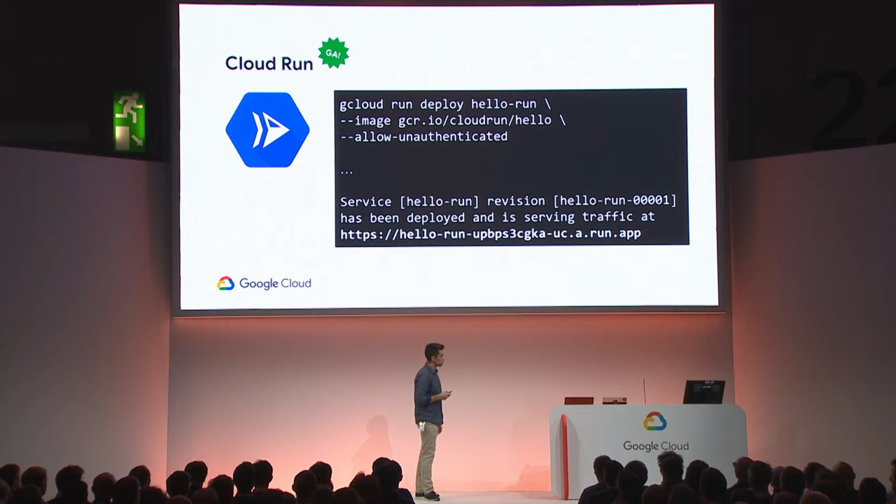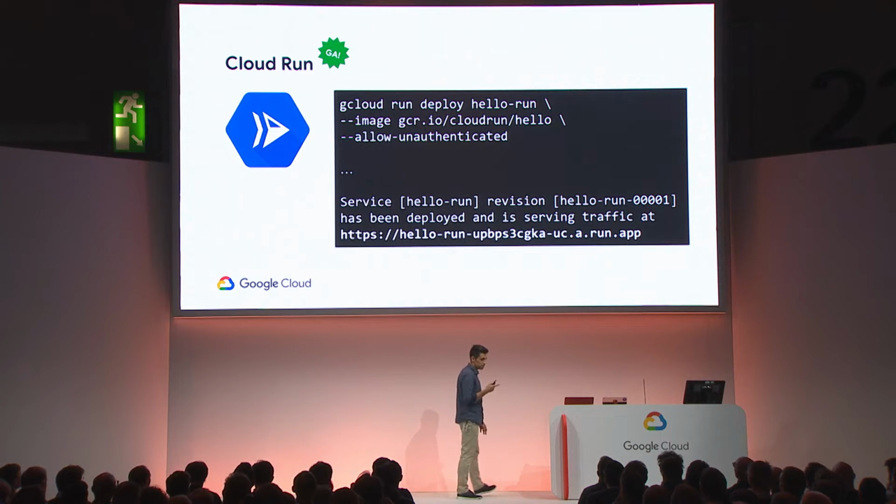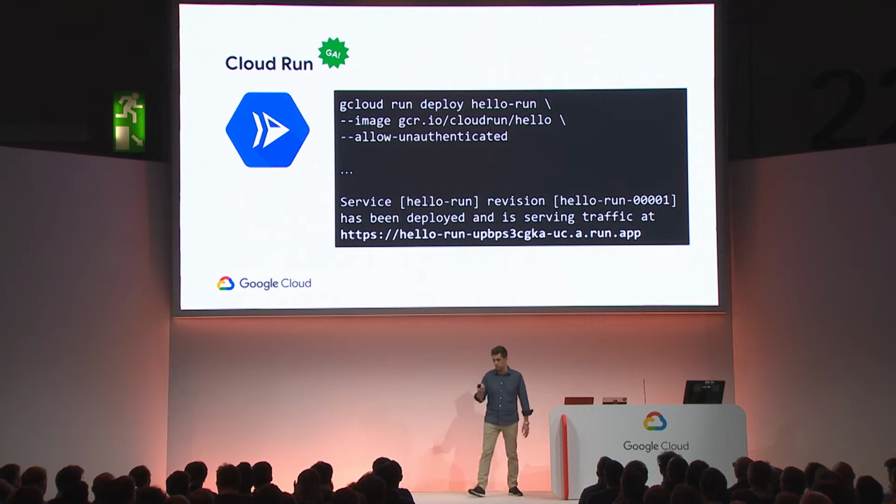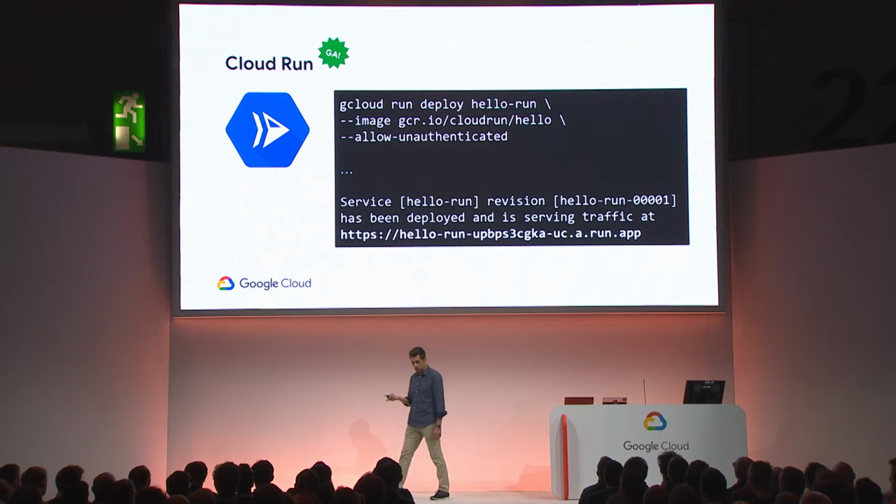So this is what it looks like at the command line. This is a simple example of deploying a container. So there's one command, gcloud run deploy. It takes a container image that you've already built, however you've built it. And then it will deploy that to the infrastructure. We'll create a version of it that we call a revision, and we give you back a HTTPS URL. You can then, if you like, add your own domain to that URL.